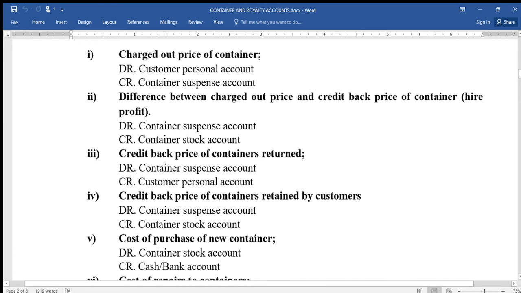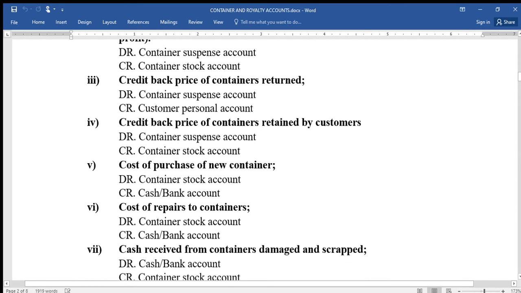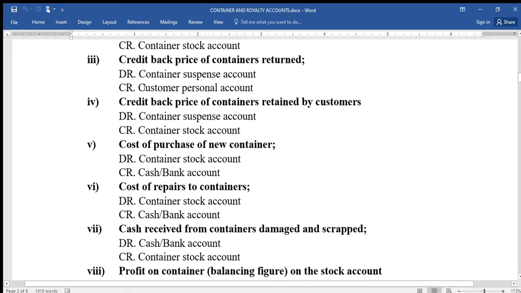Then credit back price for containers: you debit the container suspense account and you credit the customer's personal account. Then for credit back price for containers retained by customers, we debit the container suspense account and we credit the container stock account.